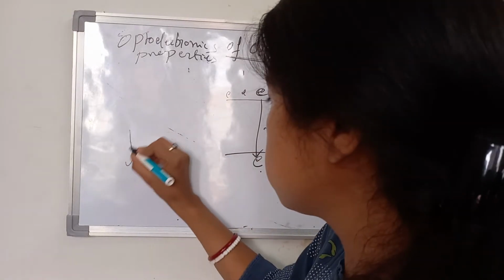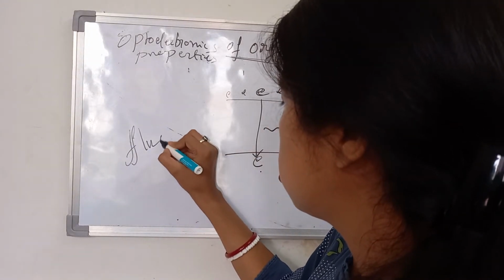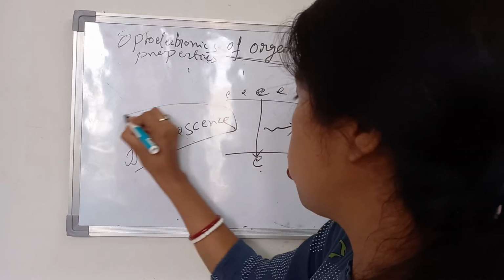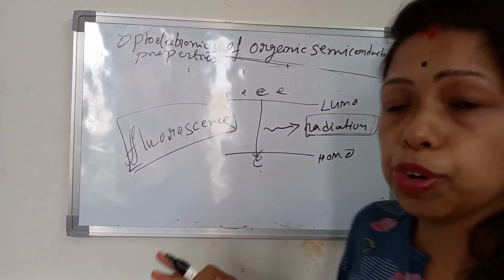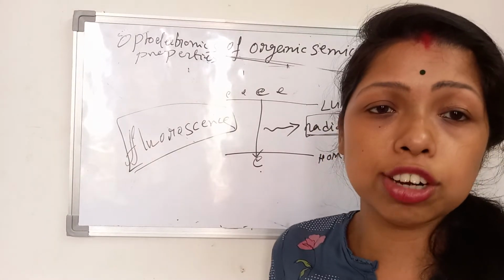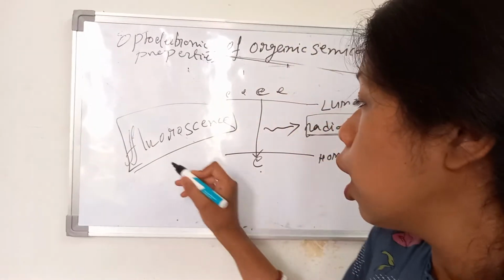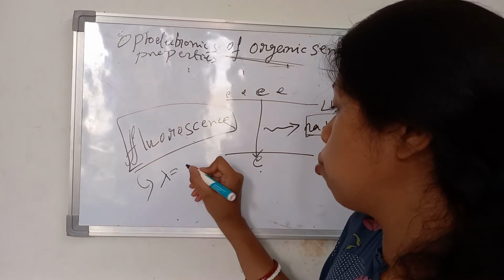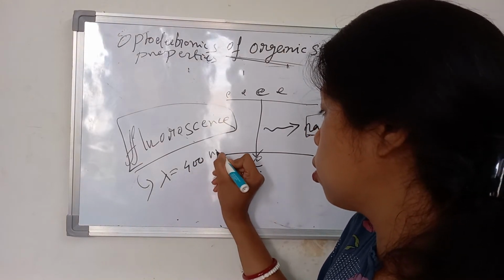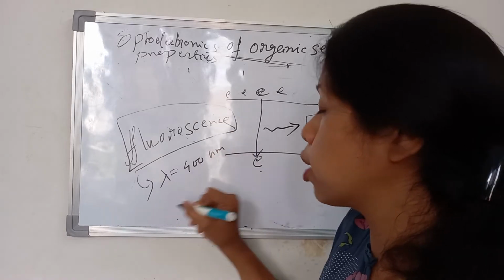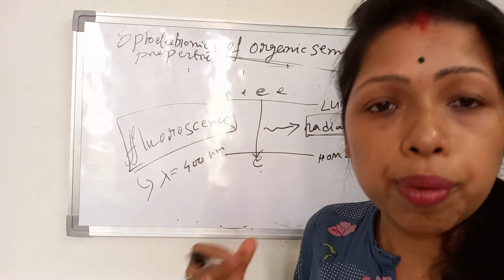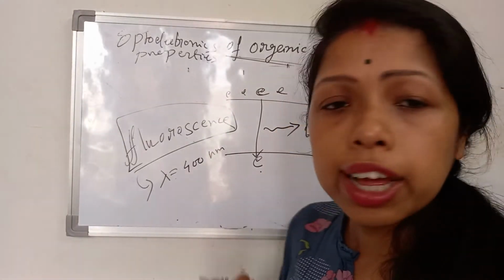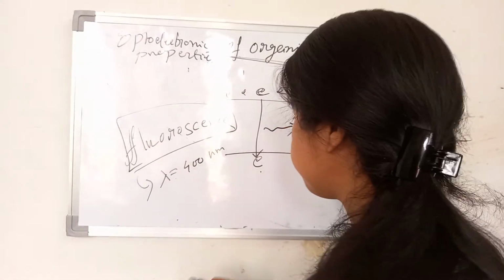This is known as fluorescence. When the recombination process is associated with the singlet exciton, that process is known as the fluorescent process. Suppose we get one wavelength of 400 nanometer. During the fluorescent process I am getting one radiation which has this 400 nanometer wavelength.